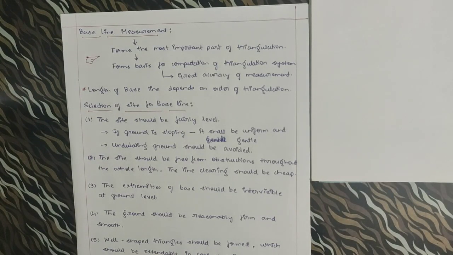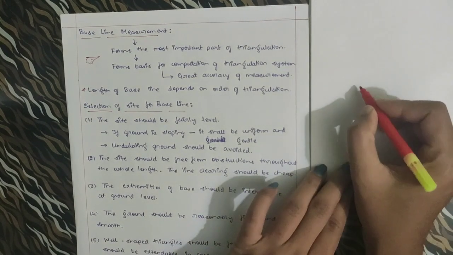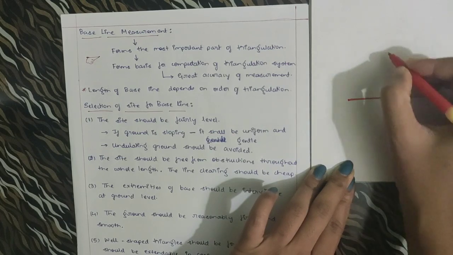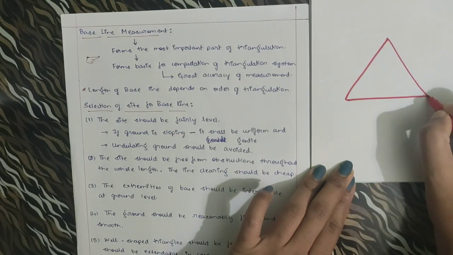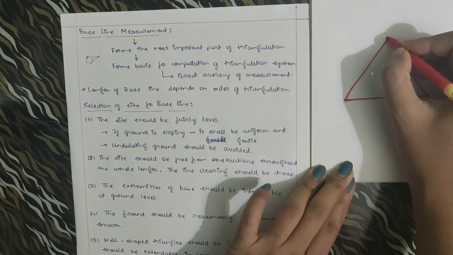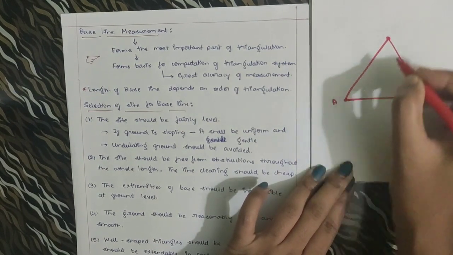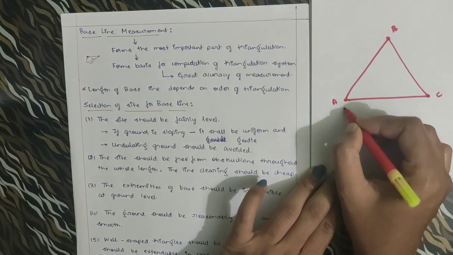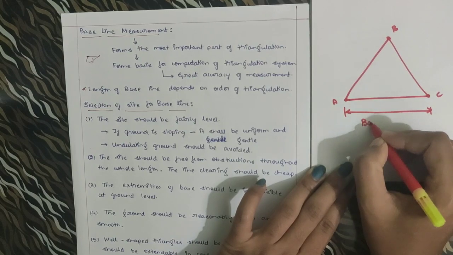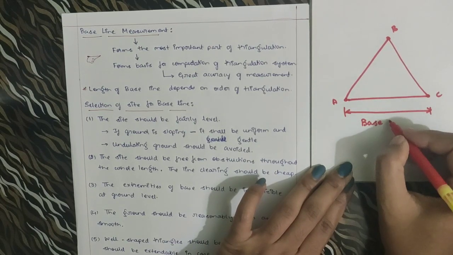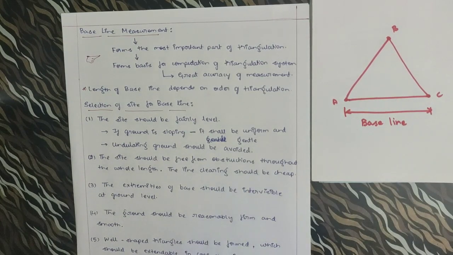Then coming to the next topic, that is baseline measurement. So we know what a baseline is, isn't it? That is the length of the side which we know. This is the apex. These are the triangulation stations A, B, C, and this is your baseline, that is AC. This is the baseline. So we shall see how it is done.